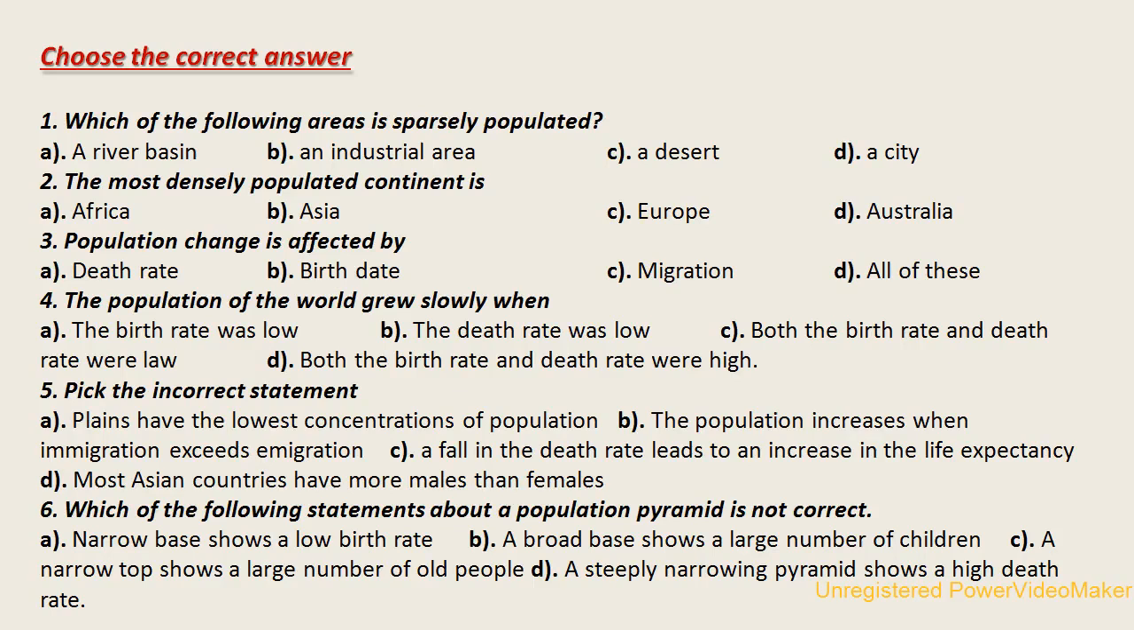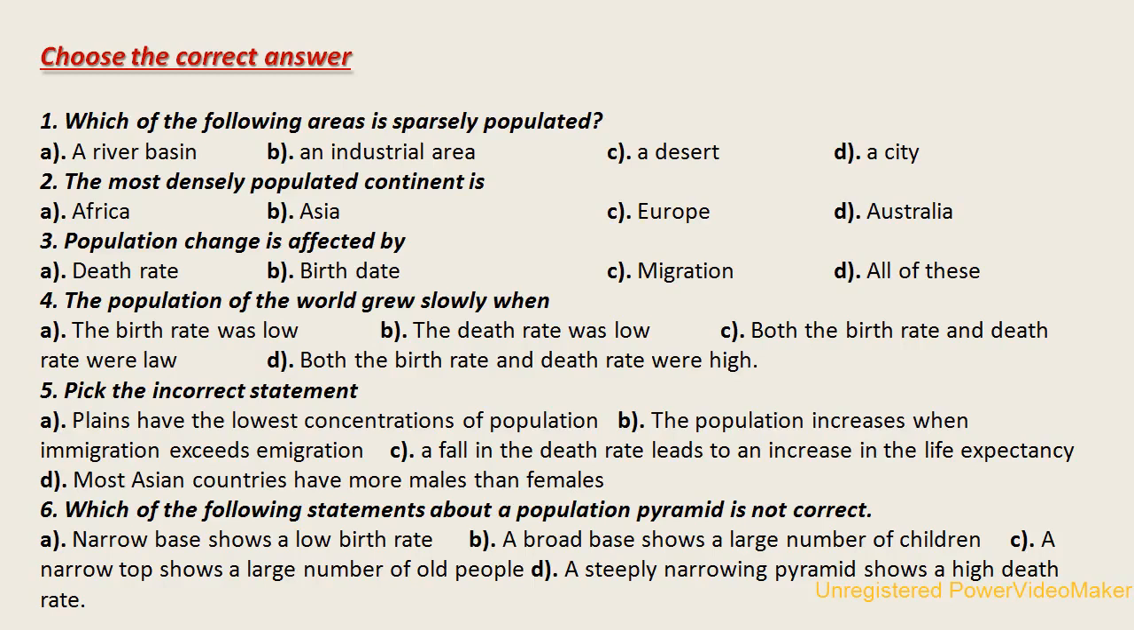Fifth question, pick the incorrect statement. Here are the options and the statements. Plains have the lowest concentration of population. The population increases when immigration exceeds emigration. A fall in the death rate leads to an increase in life expectancy. Last option, most Asian countries have more males than females.